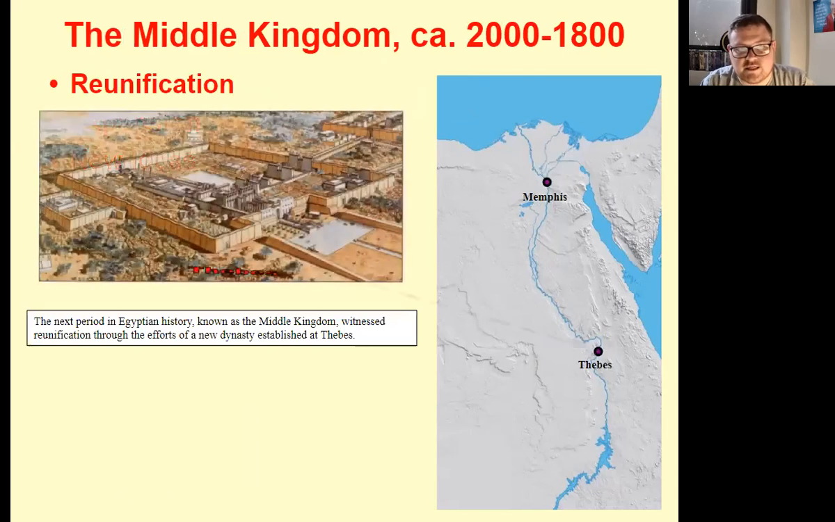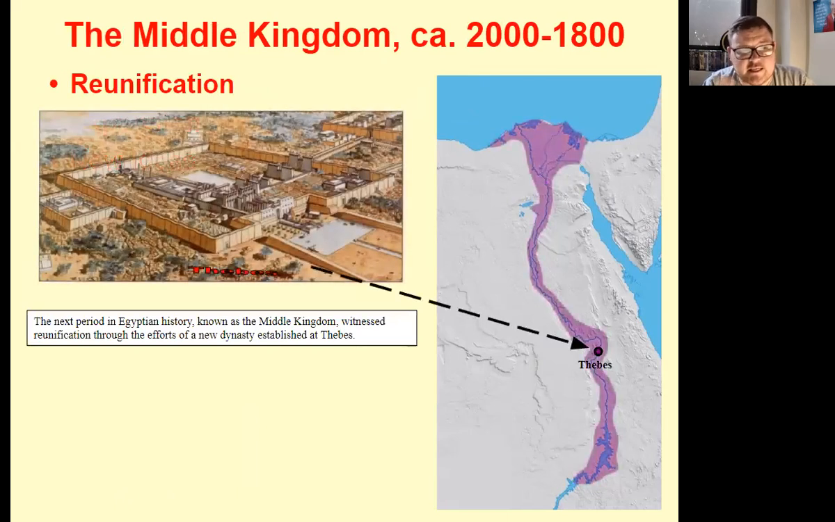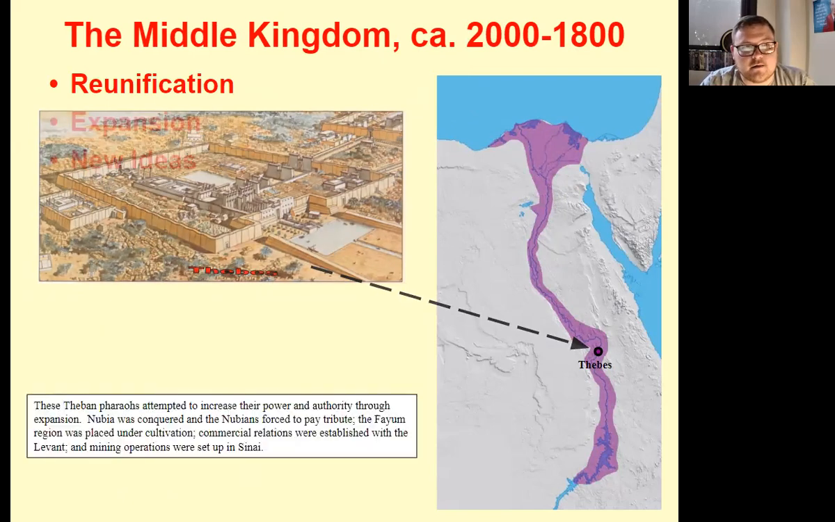So we have the Middle Kingdom, which expands after reunification. The next period in Egyptian history is known as the Middle Kingdom, which witnessed the reunification through the efforts of the new dynasty established at Thebes, which is more of a centralized capital than Memphis, which is more north, which is close to the future city of Alexandria, established during Alexander the Great's empire.